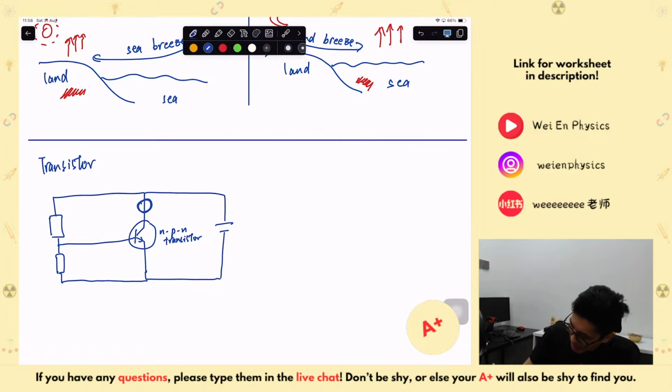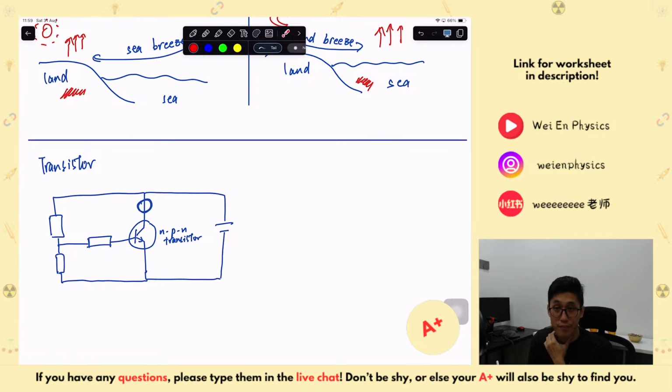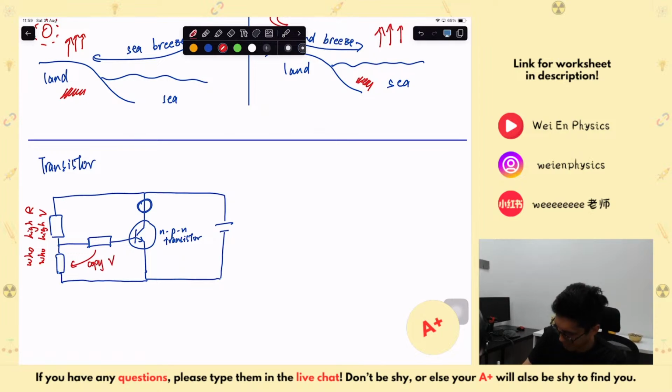Then this guy, I forgot one resistor, here. Okay, this guy will always copy this guy. This guy always copies this guy. Okay? Yeah? Here, whoever has high resistance gets high voltage. And then this guy always copies his voltage. Then you need to tell what happened to the base current.